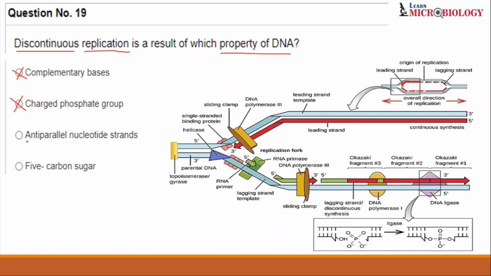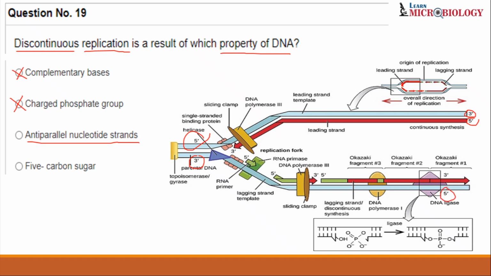Even the anti-parallel nucleotide strands, yes, definitely. Why does this happen? Because one strand of our DNA runs in the 5' to 3' direction, while the other strand runs in the 3' to 5' direction.